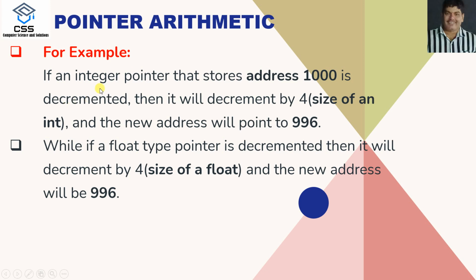For example, if the integer pointer stores the address 1000 and is decremented, then it is decreased by 4. That is, if the size of an integer is 4, 1000 minus 4 is 996. If a float pointer is decremented, and the address is 1000, float again consumes 4 bytes, so minus 4 is 996. If it is a character pointer and the address is 1000, it is decremented by 1, that is 999. If it is a double pointer and the address is 1000, a double takes 8 bytes of memory, so 1000 minus 8 will be 992.